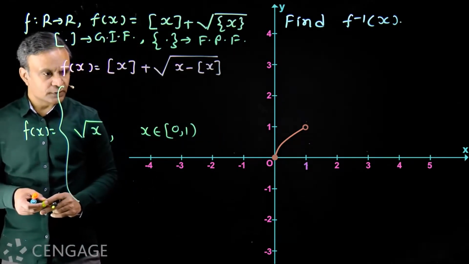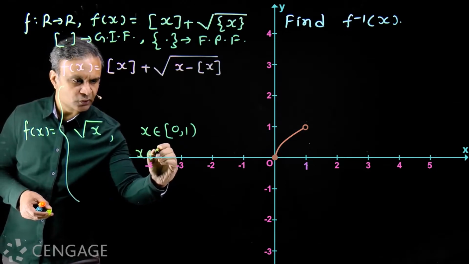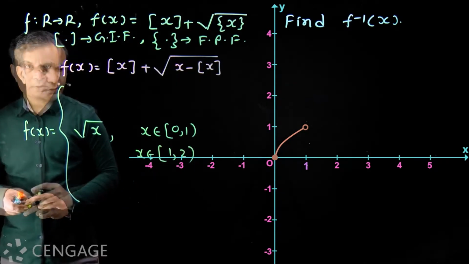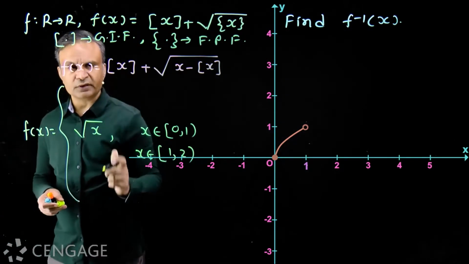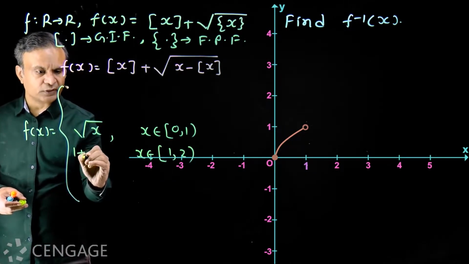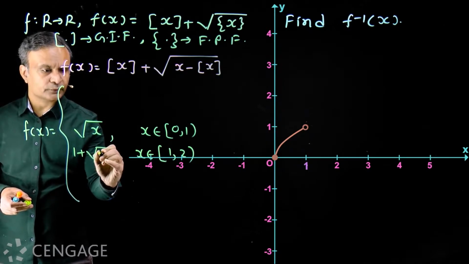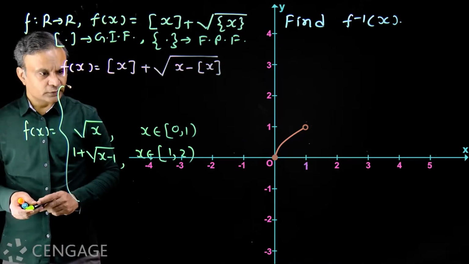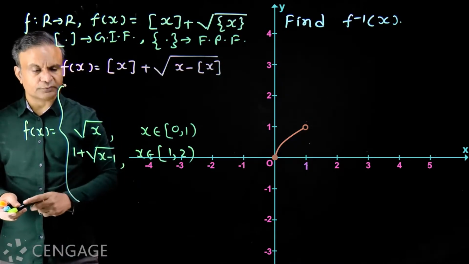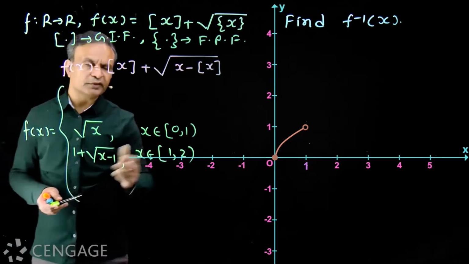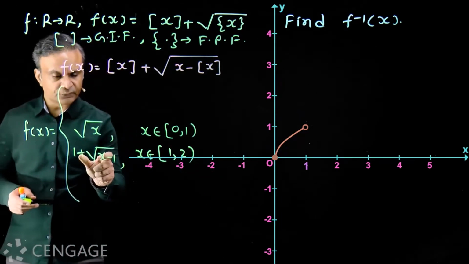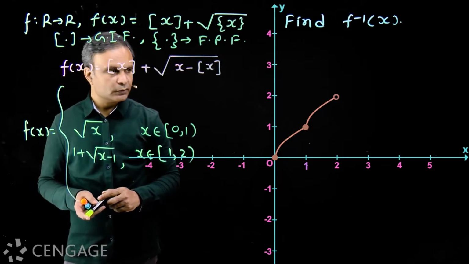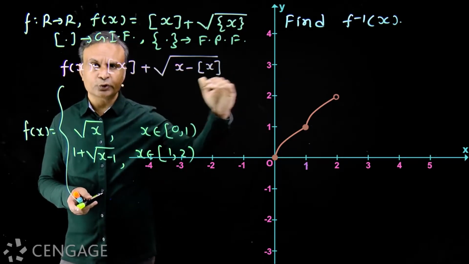Okay, then we consider x belongs to closed interval 1 to 2. Here value of greatest integer of x will be 1, so we will have f(x) is equal to 1 plus root x minus 1. At x is equal to 1, value of this function will be 1, and at x is equal to 2, value will be 2. So we have this graph. Values of y will be from 1 to 2.